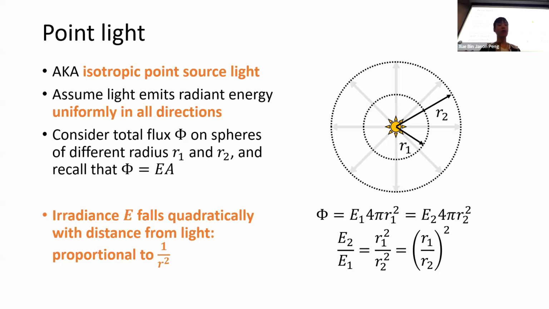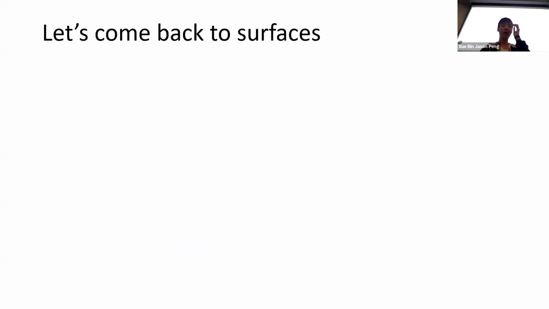Right. So the radiant flux is constant, it's the irradiance that drops. Any other questions about this? Okay. So those are some of the different common light sources that we'll use. Now let's go back to different lighting models.